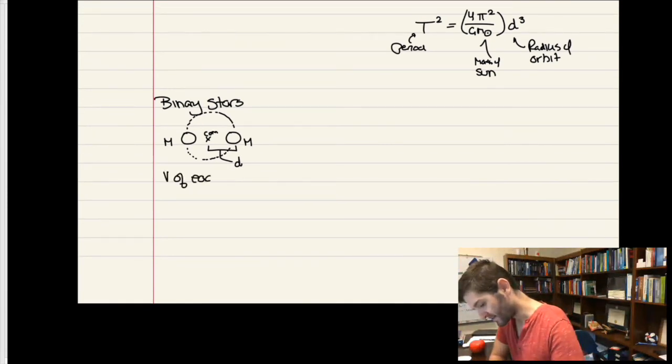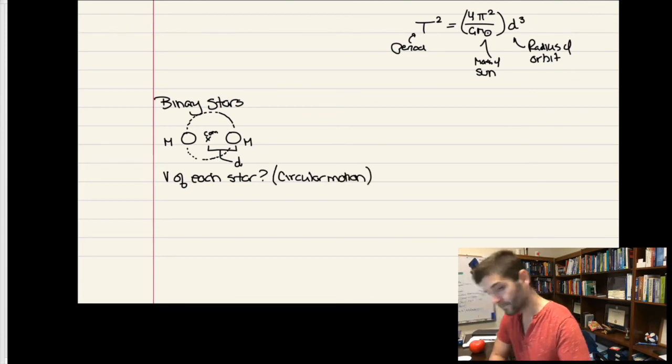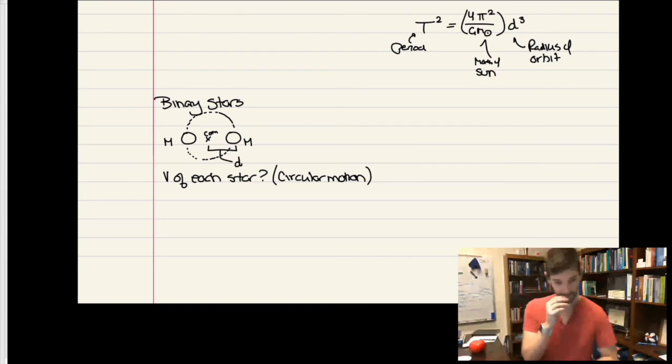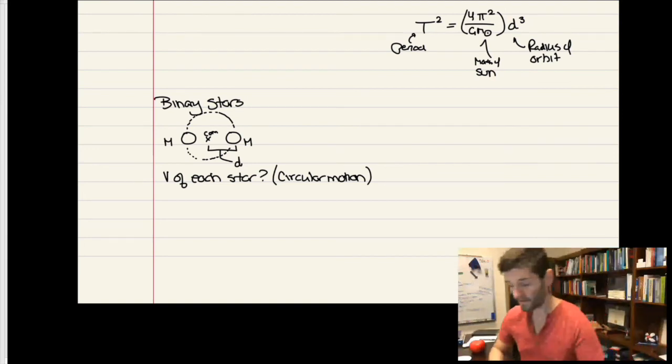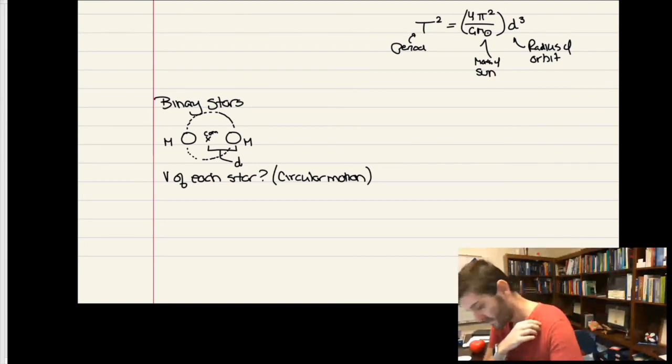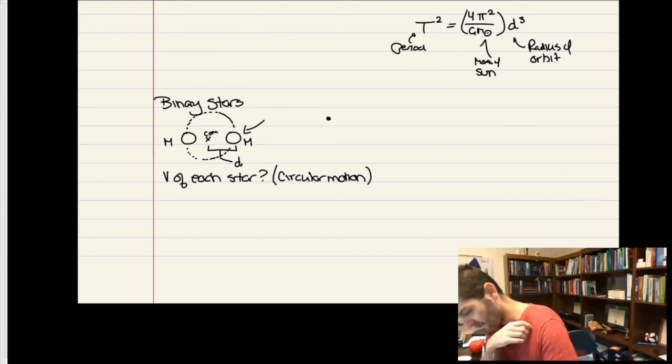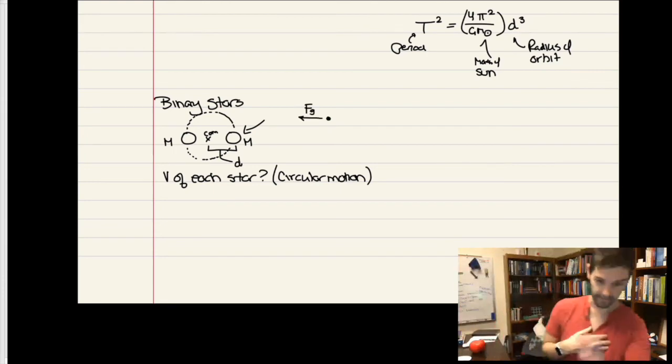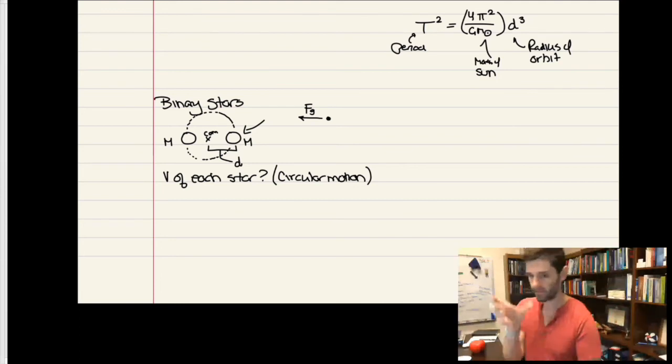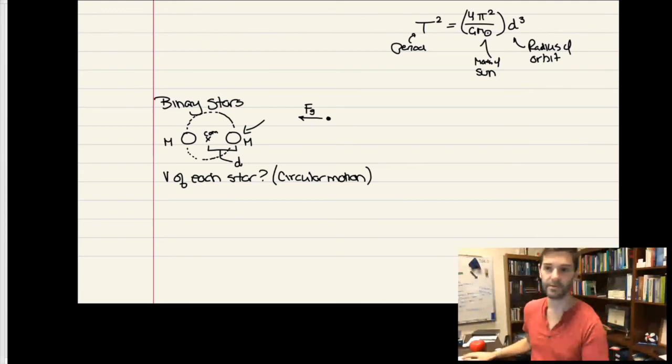I could ask, what is the velocity of each star as they move around in circular motion? Here you have to be careful with what you plug in. So let's take the one on the right. The free body diagram says that there's some gravitational force pulling it to the left, given where it's at right now in this drawing. It will always be pointing towards the other star, wherever it is, as they move around in a circle.